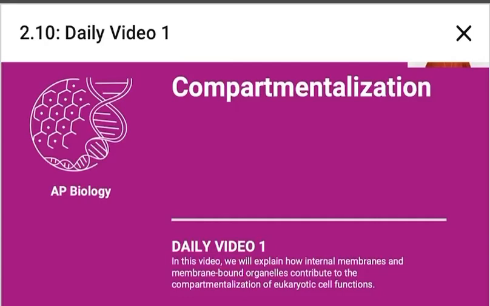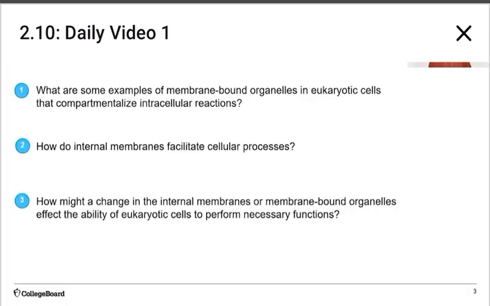Topic 2.10, cell compartmentalization. My name is Paulette Unger, and I teach at Christ Church Episcopal School in Greenville, South Carolina. In this lesson, I'm going to share with you some examples of internal membranes and membrane-bound organelles and how in eukaryotic cells, they compartmentalize the cell and help facilitate intracellular reactions. I'll also discuss how a change in the internal membranes or membrane-bound organelles affects the ability of eukaryotic cells to perform necessary functions.